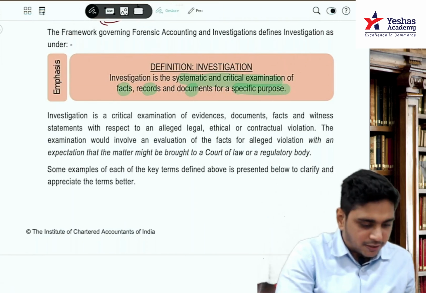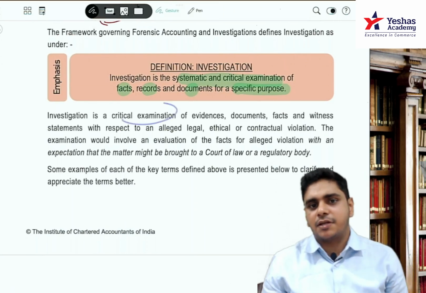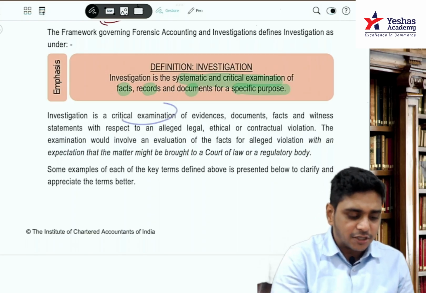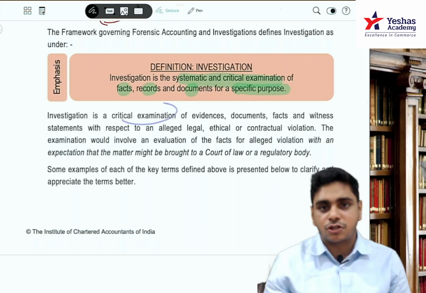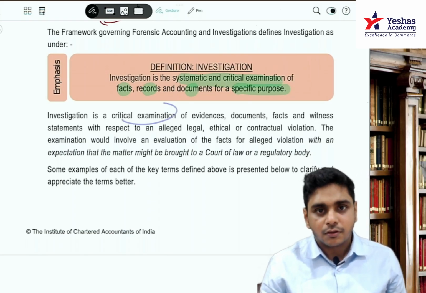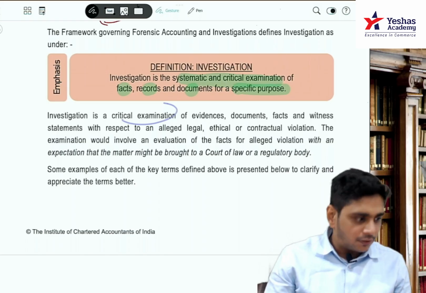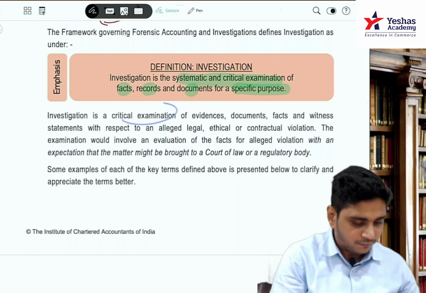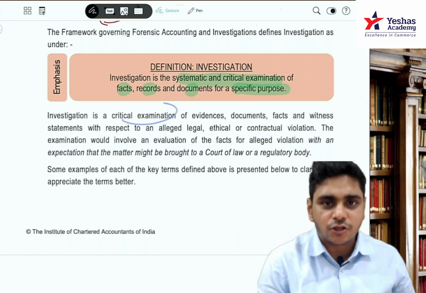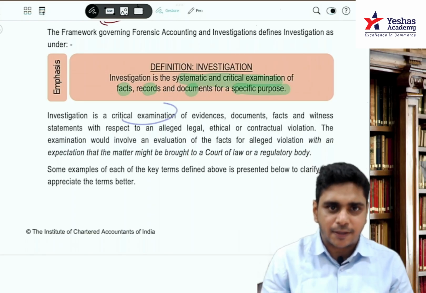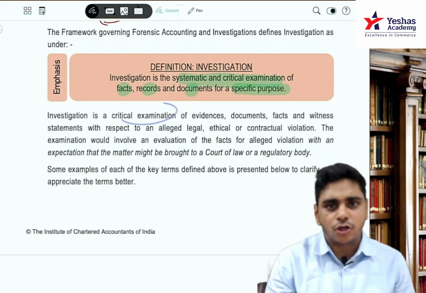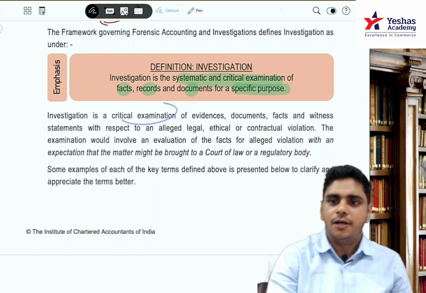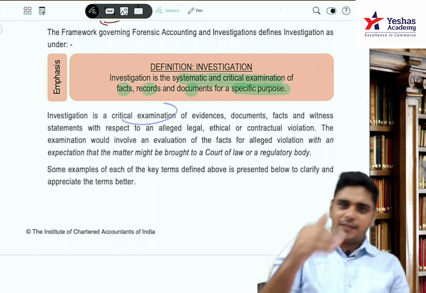So investigation is a critical examination of evidences, documents, facts, witnesses, with respect to an alleged legal, ethical or contractual violation. The examination will involve an evaluation of facts for an alleged violation with an expectation that the matter might be brought to a court of law or any regulatory body. That means it has to be presented in front of some authority. That is basically investigation.